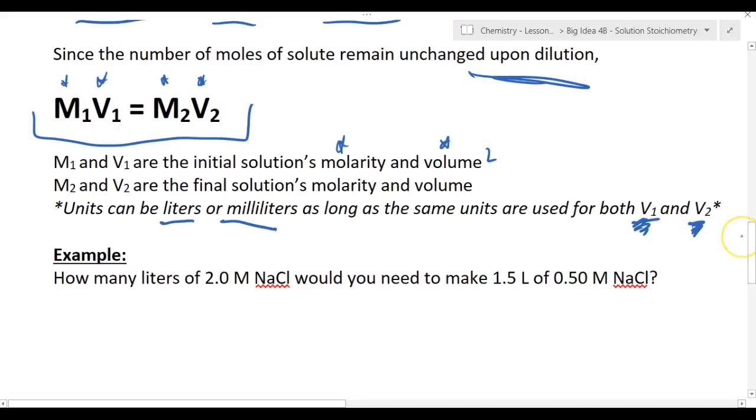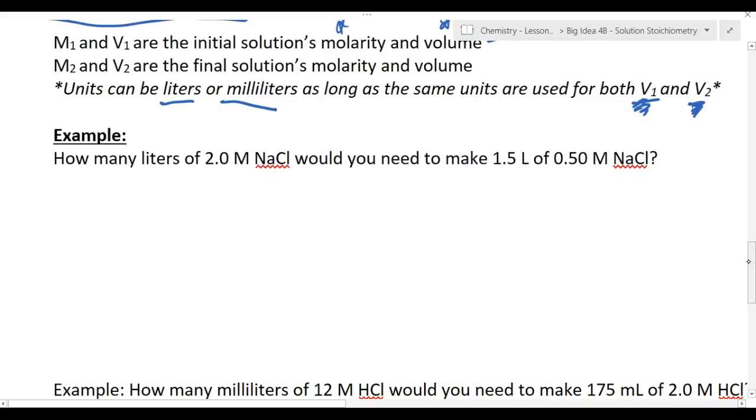So our first example says, how many liters of 2.0 molarity sodium chloride would you need to make 1.5 liters of 0.5 molarity sodium chloride? Okay, the first thing we need to do is recognize that this is a dilution problem. An easy way to recognize that is if you ever see two molarities in a problem. Generally, if you see two molarities in a problem and there's no equation or reaction in there, you can generally think this is probably going to be a dilution problem.